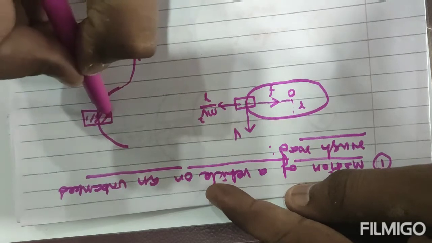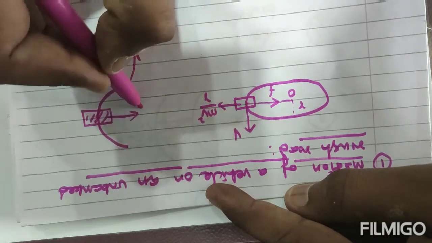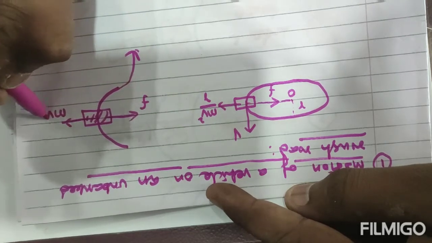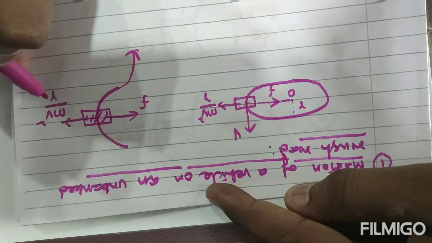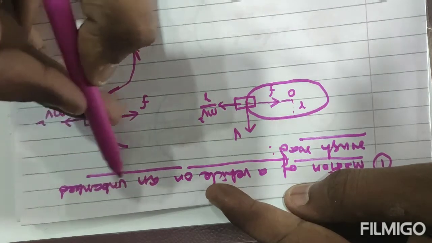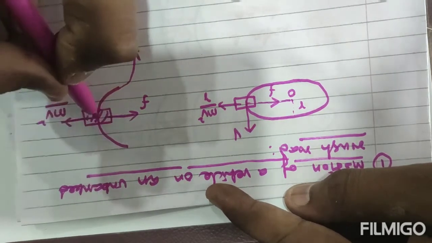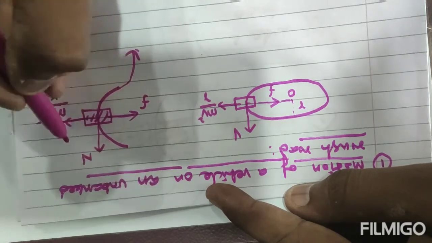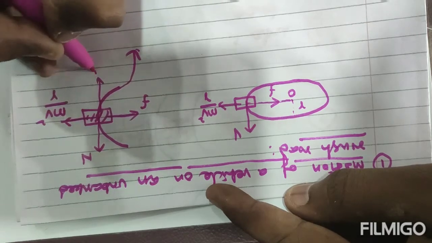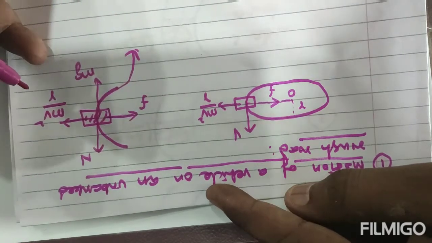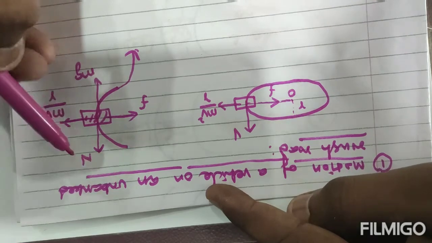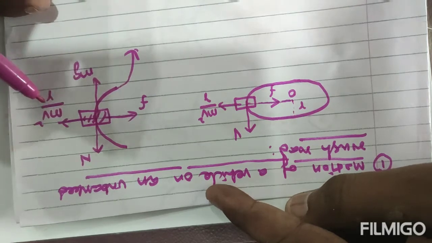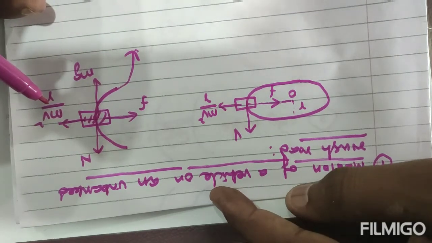Now, towards the center, the frictional force will be balanced with mv squared by r, that is the centripetal force. This is unbanked, there is no angle, so we know there is the normal force, as well as the weight of the object, that is mg. So please remember this: normal, weight mg, friction f, centripetal force mv squared divided by r.